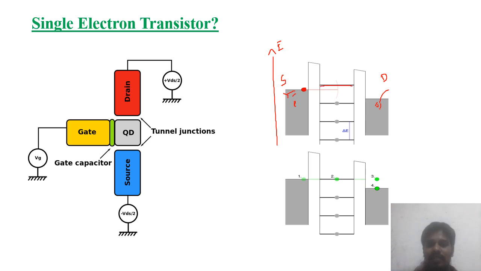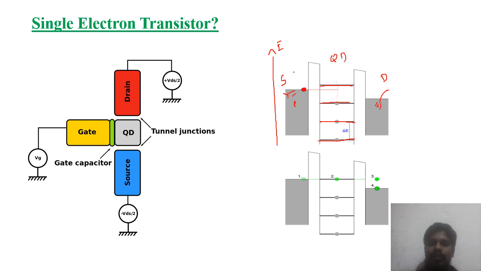This energy level will be discrete. Already we have discussed the energy level: because the quantum dot structure is a few nanometers in size, the energy level will be discrete. There is no continuous energy level. So an electron can occupy only the given energy levels. So in between here, this is a quantum dot.